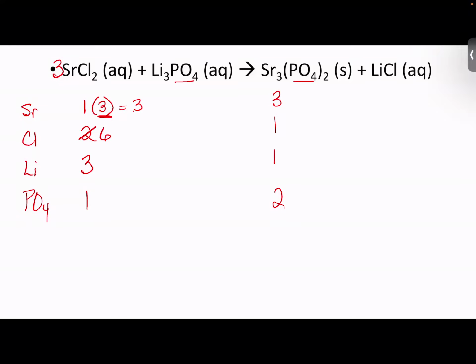The next thing I'm going to balance is, why not, my chlorine. On the reactant side, I have 6 chlorines. On the product side, I have 1. To balance the product side, I have to multiply the product side by 6. Whatever you multiply by becomes the coefficient. But in giving myself 6 chlorines, what did I do to the lithium? I also made it 6.